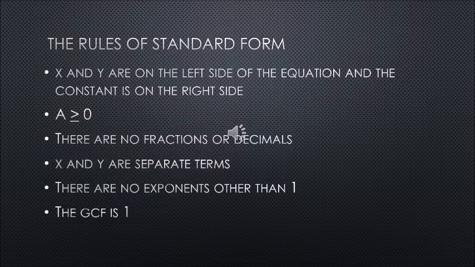We then need to make sure that x and y are separate terms. Terms are separated with addition or subtraction signs, so we're not going to multiply x and y together in the same term. There cannot be any exponents other than 1. X squared, not a linear equation. Y squared, not a linear equation.